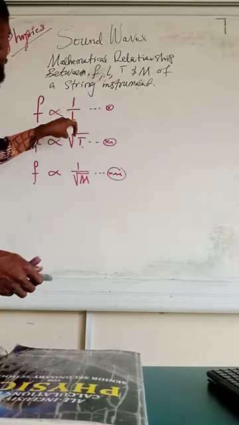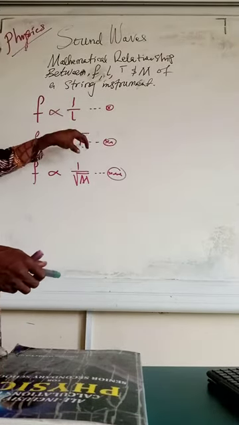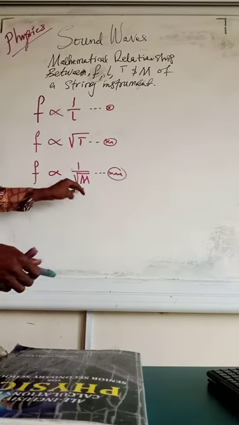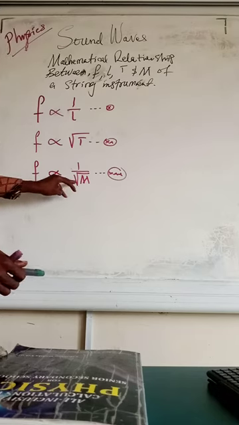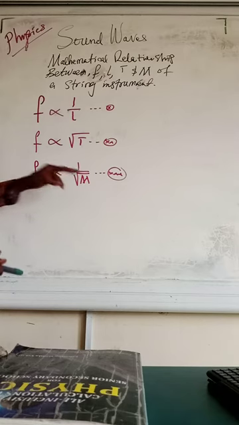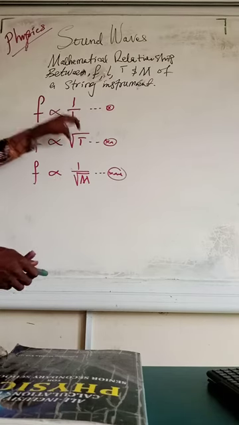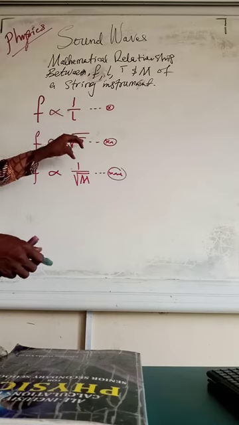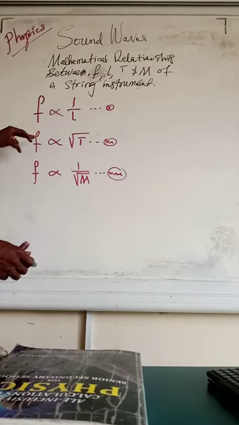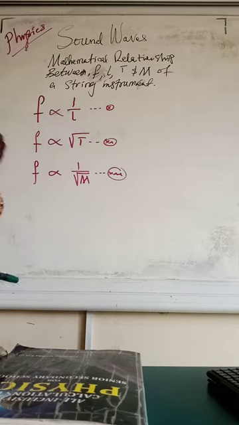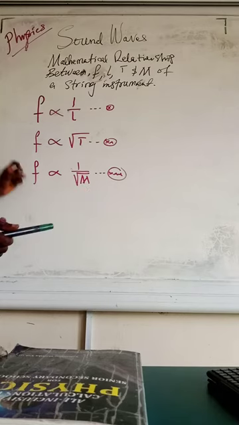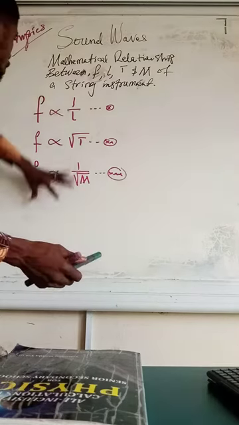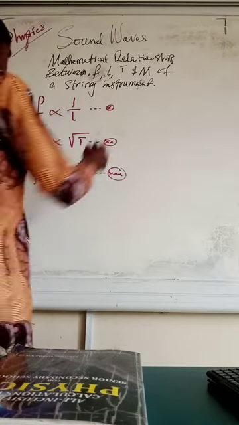One, by decreasing the length, or by increasing the tension, or by decreasing the thickness, the square root of the mass. Decreasing the length will increase the frequency or the pitch. Increasing the tension will increase the frequency and the pitch of the string. And then decreasing the mass, the square root of the mass, will cause what? The frequency to increase. If we combine all this together, this is what we have.